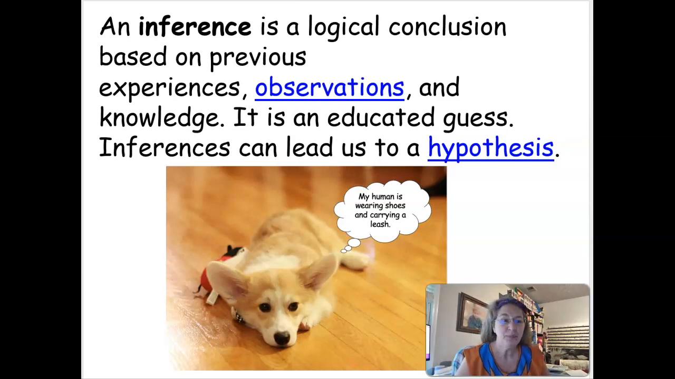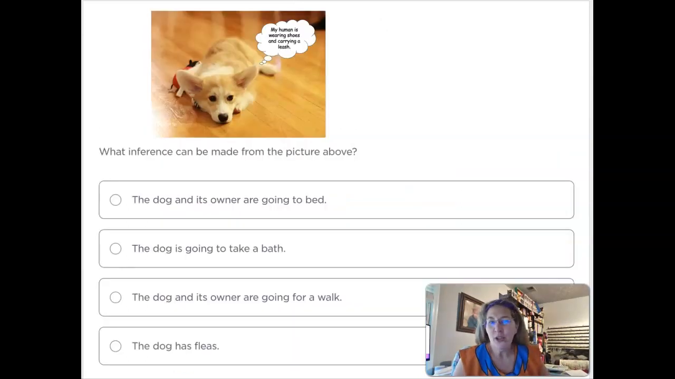So you have this picture here of a puppy, and the puppy has a thought bubble that says, "My human is wearing shoes and carrying a leash." Well, we can make an inference based on that image. Here's a question: is the dog and the owner going to bed? Well, I don't see any covers, any pillows, or any PJs. So that could be possible.